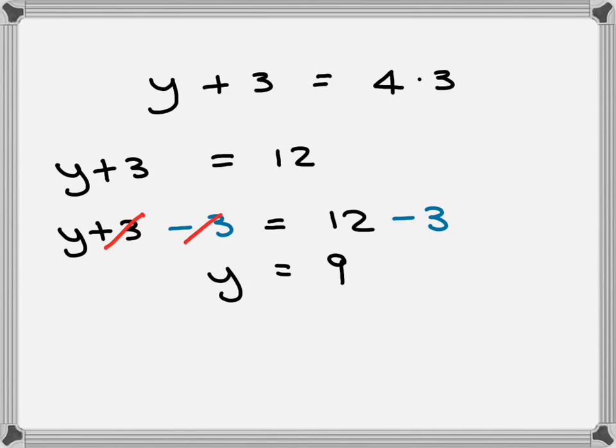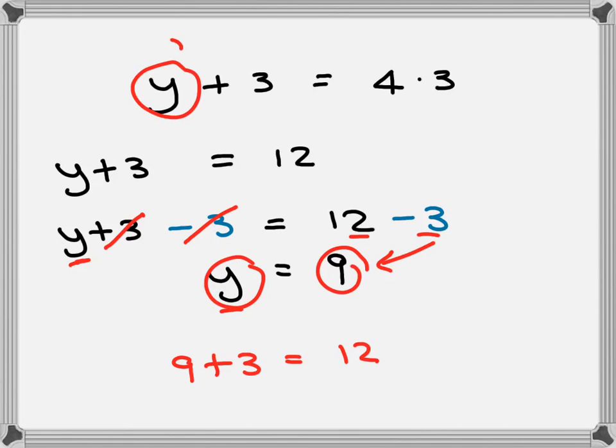Because plus 3 and minus 3 cancel out. This y comes and stands here. 12 minus 3 is 9. And let's check it. 9 plus 3 equals 12. That's correct. We just took the 9 over here, that y equals 9, and we put it in there. 9 plus 3 equals 4 times 3, which is 12. And it worked.